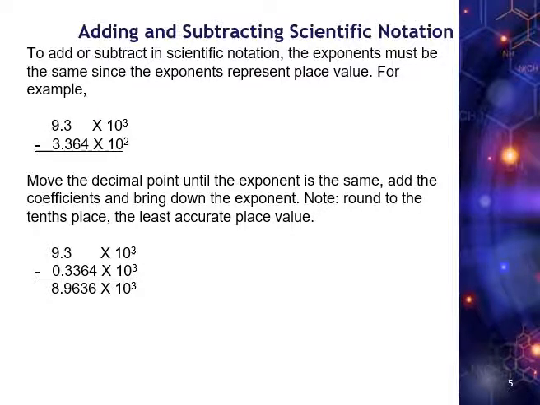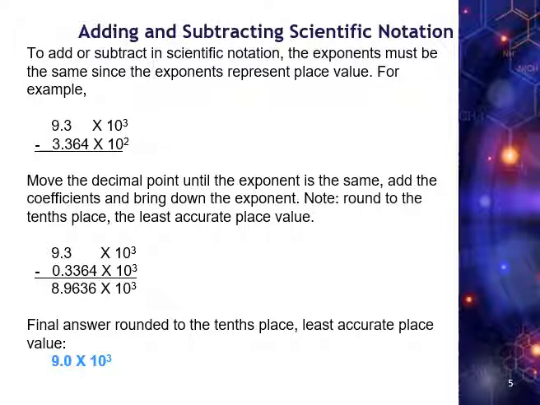8.9636 times 10 to the 3rd. We're going to round to the tenths place, 8.96. The 6 is 5 or greater, so it ends up being 9.0 times 10 to the 3rd.